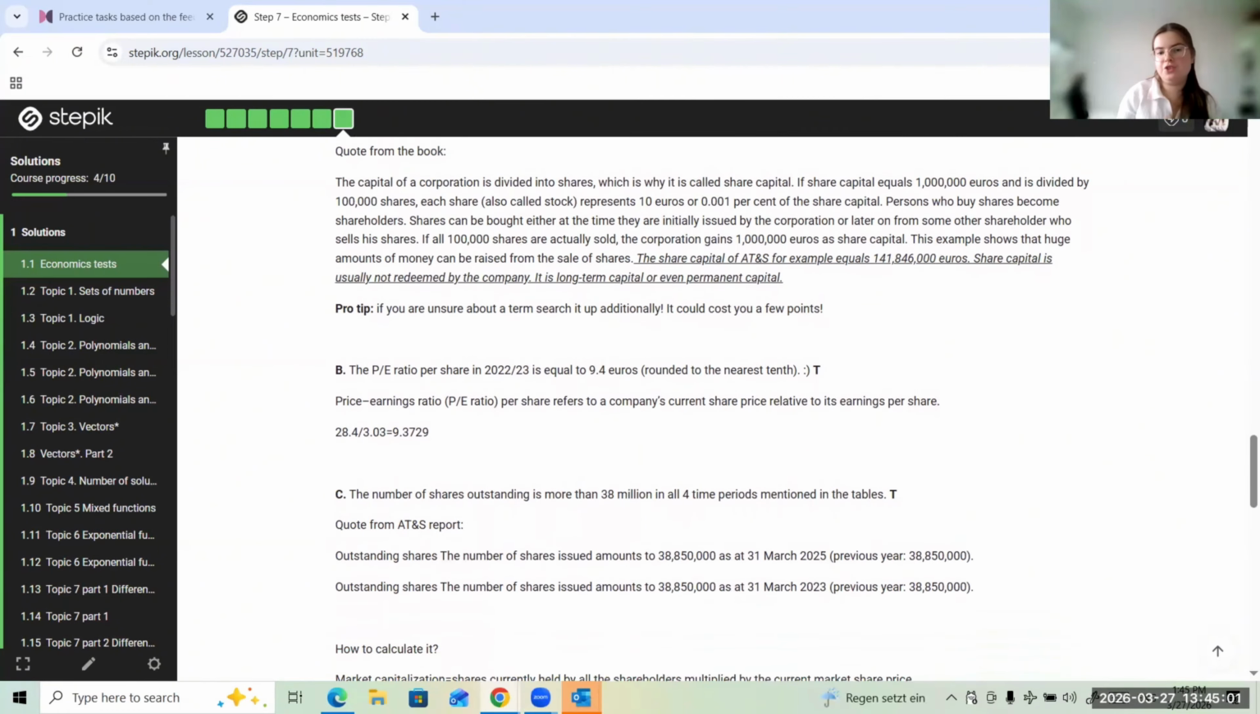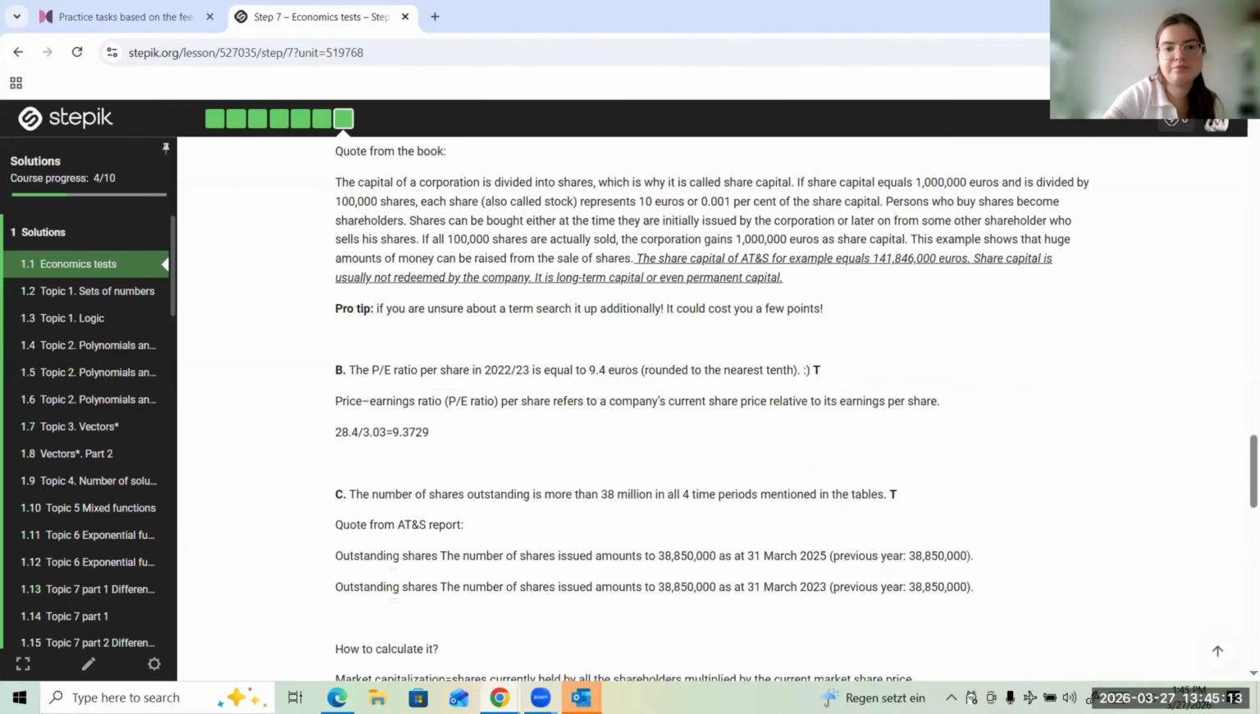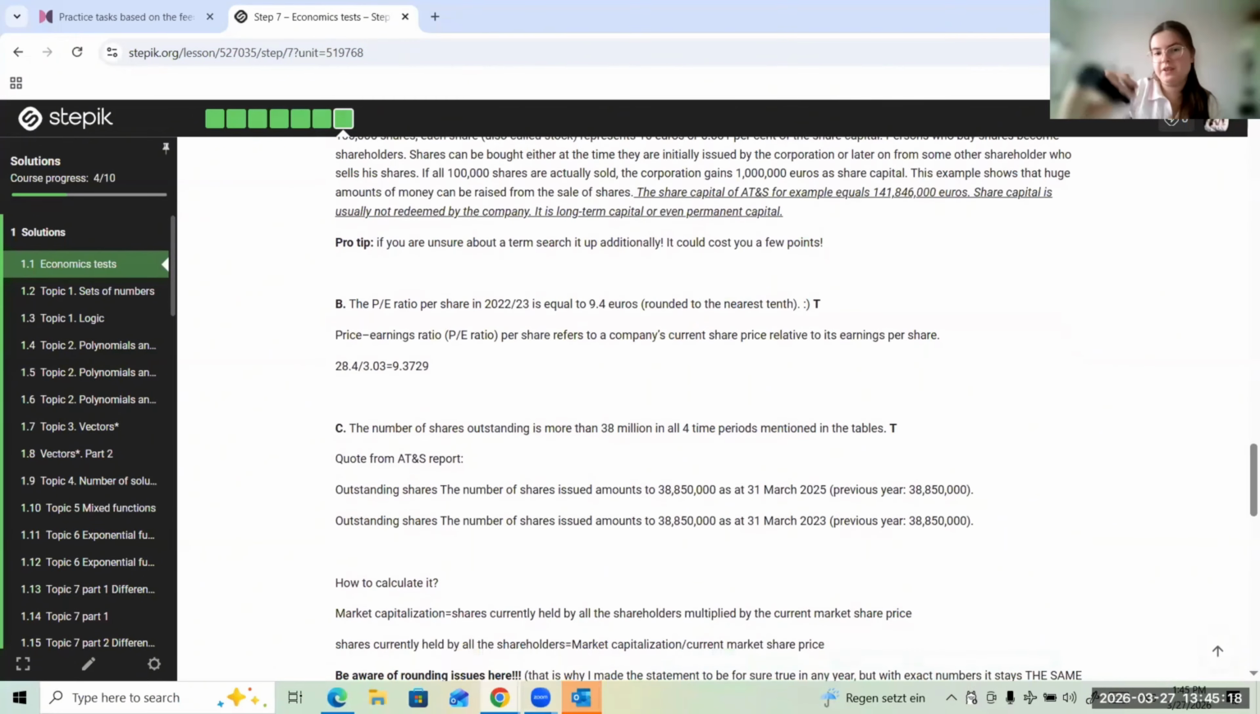Then the price earnings ratio. So in 2022/23, from the table, it is equal to 9.4 years, and I'm referring to the little blank that I left with the smiley face here. So here we take basically the company's current share price and we divide it by the earnings per share. So it's price earnings ratio, so price divided by earnings. So again, in the name of the ratio lies the formula to this ratio.